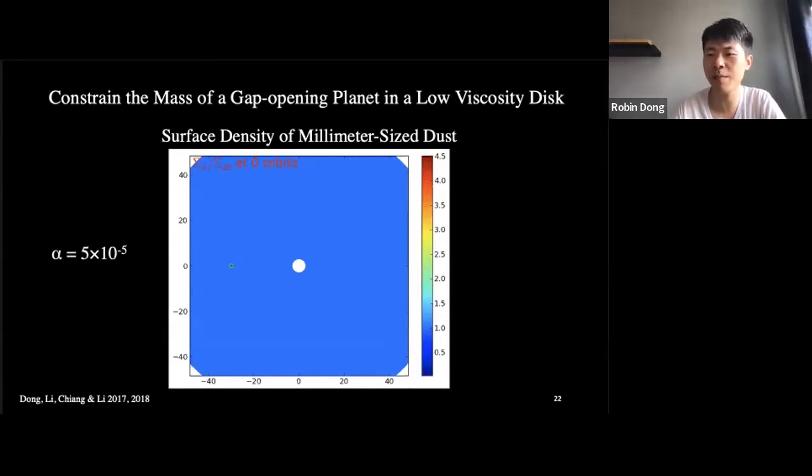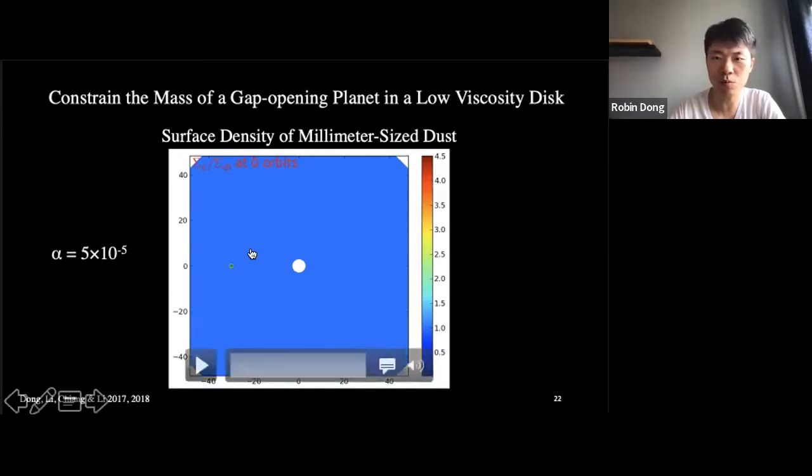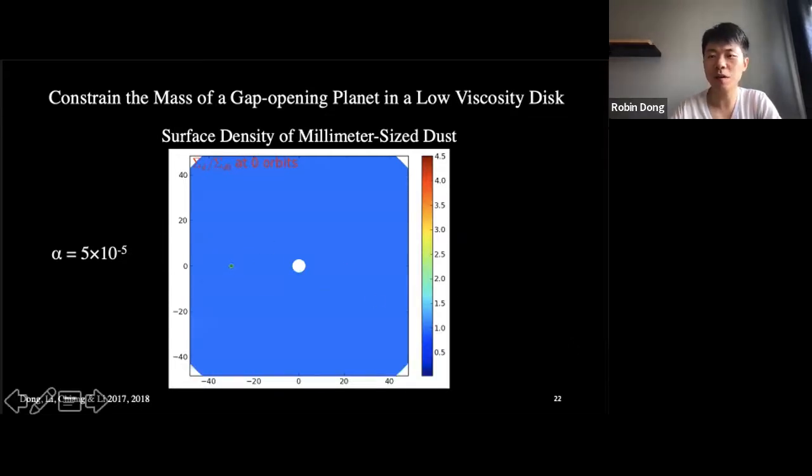How do we constrain the mass of the planet if it can open multiple gaps, by measuring the properties of the gaps? In this animation, we'll see the dust surface density evolution driven by a planet, again in the frame co-rotating with the planet, so the planet will not move. The disk has a low viscosity, alpha is 5 times 10 to the minus 5. So let's start the simulation.